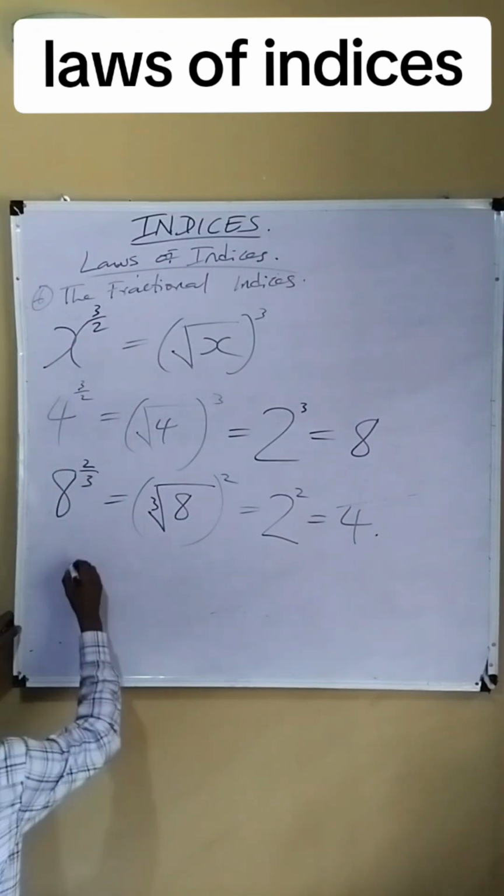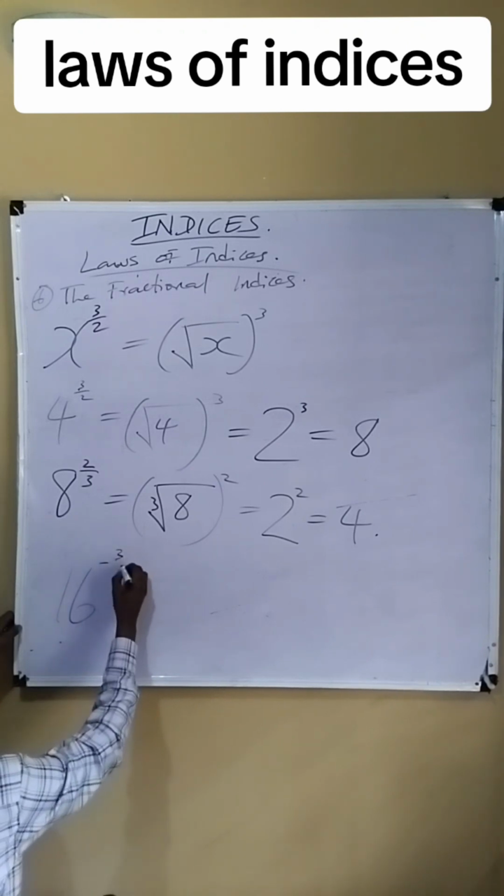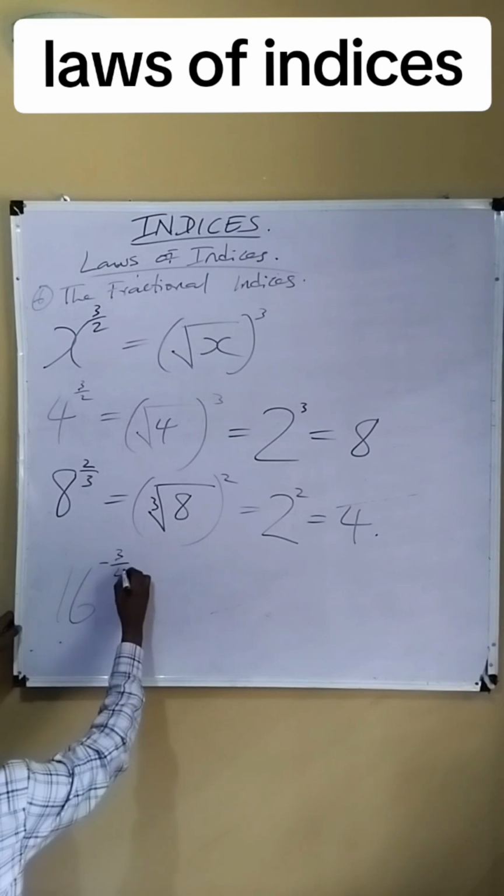If you have 16 raised to the power of minus 3 all over 4.